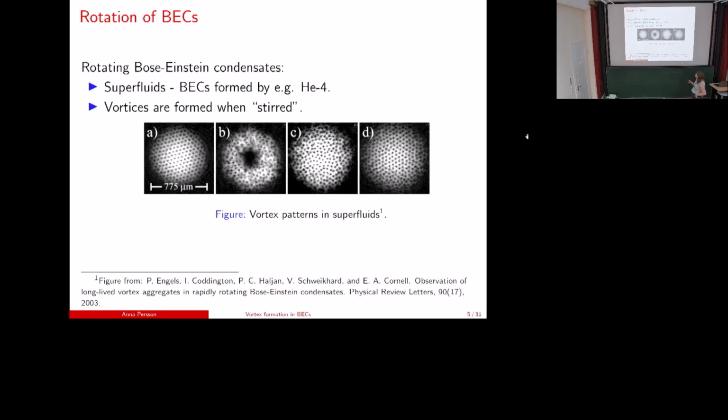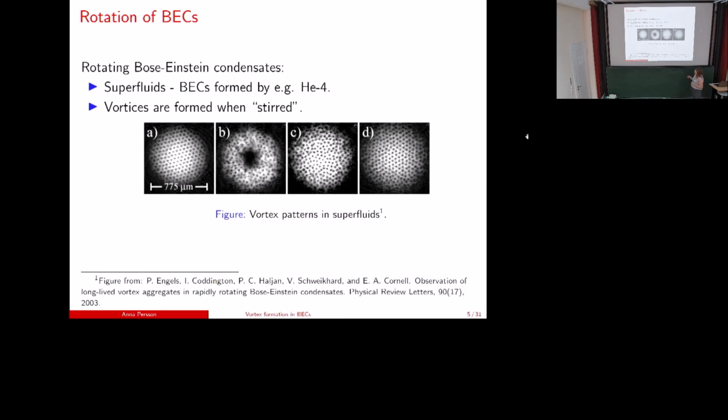So this is a superfluid. It's formed by, for instance, cooling this helium-4 isotope. And these are pictures from an actual experiment. When you rotate a superfluid, I think it might be helpful to think about your cup of coffee: you stir it, and you get one vortex if you are lucky and you spin enough, right? But when you spin a superfluid, you get a pattern of vortices. And if you spin it really fast, you get lots of vortices.